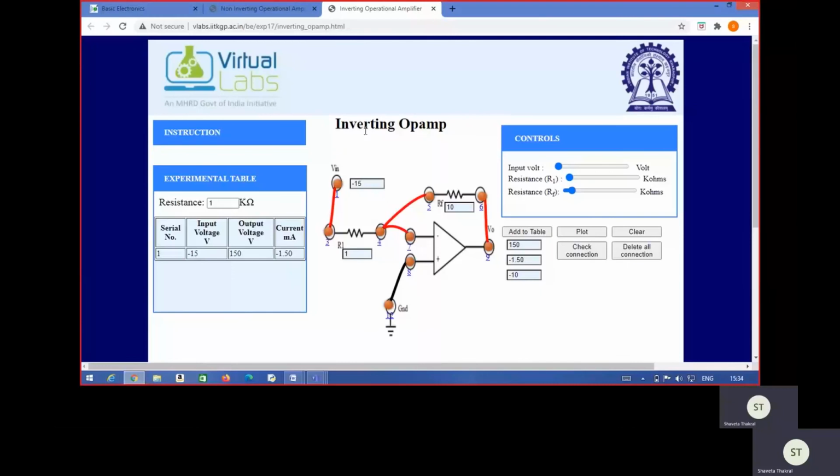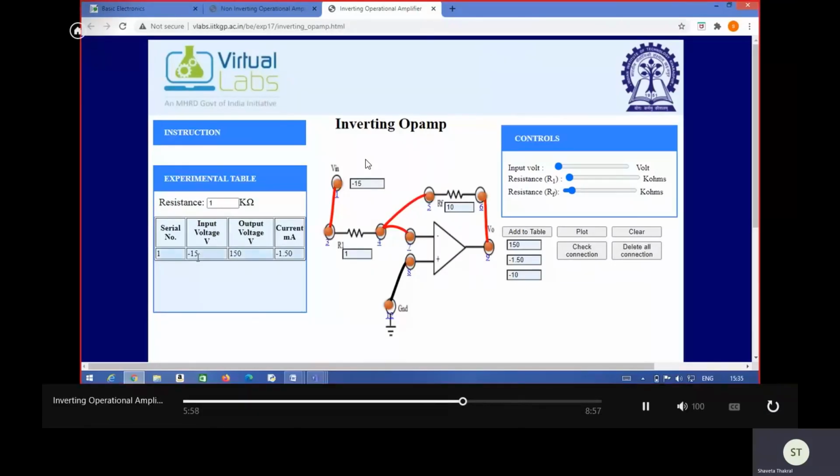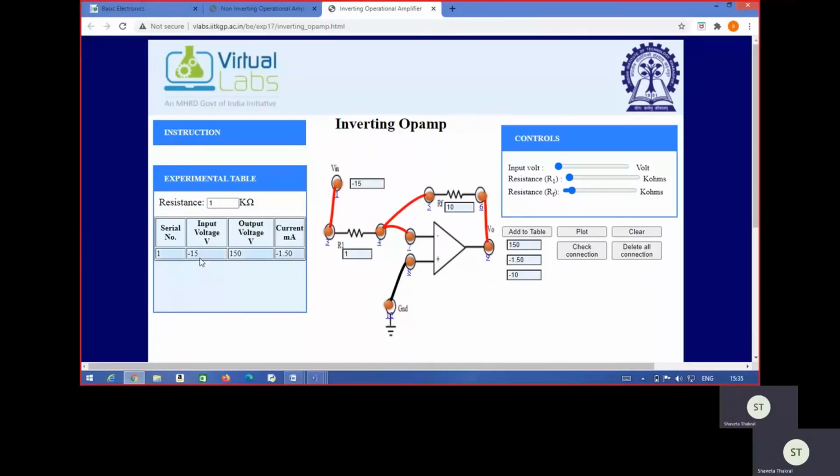The gain of inverting operational amplifier is given as minus of RF divided by R1. So minus of 10 kilo ohm divided by 1 kilo ohm, that value will be minus 10. So the voltage gain is coming out as minus 10. So when we are calculating the output voltage, that is the input voltage multiplied by gain, so that will be minus 15 into minus 10, that is equal to 150.